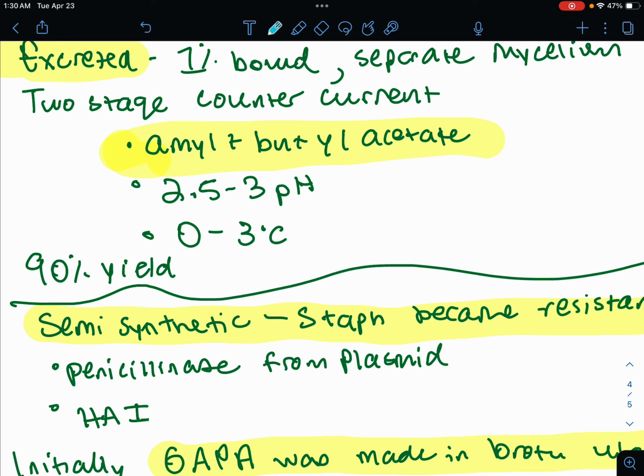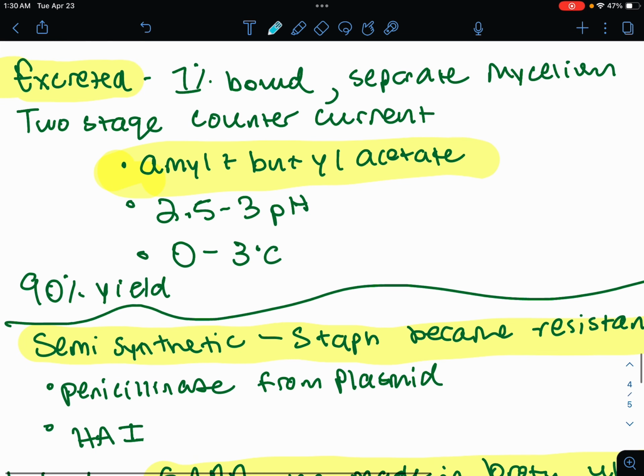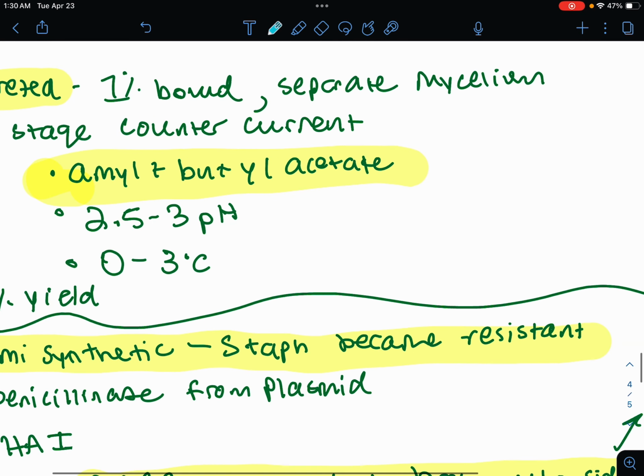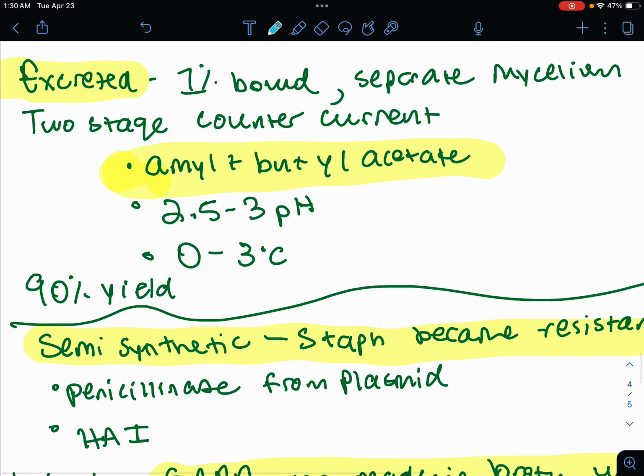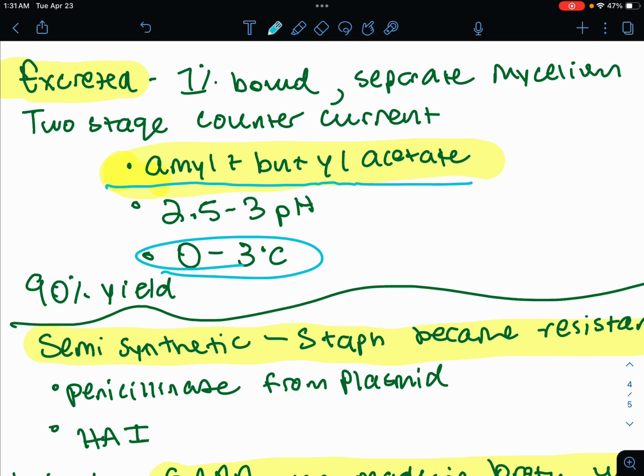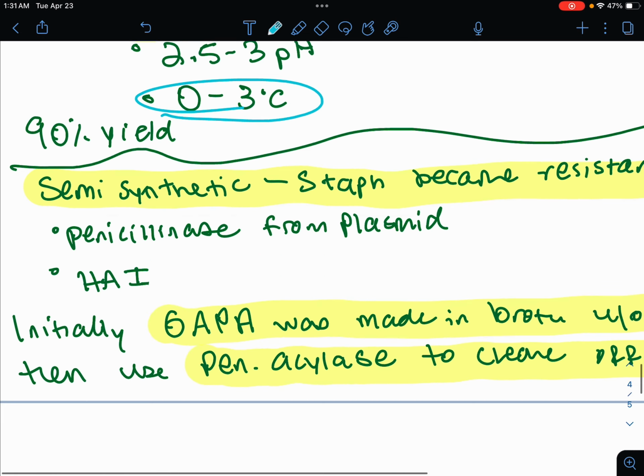Okay, excretion of penicillin or the recovery of it. It's excreted by the cell, so less than 1% remains bound. You need to separate the mycelium, and then you're going to use the two-stage countercurrent extraction of the broth using amyl or butyl acetate as the reagent for that. The pH would be 2.5 to 3, very acidic. Temperature is 0 to 3 Celsius, and you get a 90% yield.